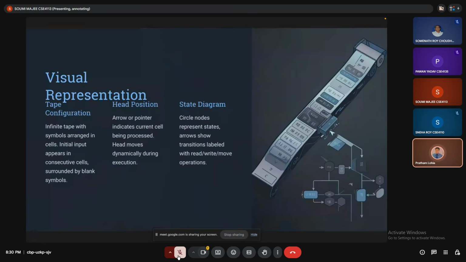This is the visual representation of a Turing machine. The first is the tape configuration: an infinite tape with symbols arranged in cells, and the initial input appears in consecutive cells surrounded by blank symbols. Then the head position: an arrow or pointer indicates the current cell being processed. The head moves dynamically during execution. Then there is the state diagram, where circle nodes represent states. Arrows show transitions labeled with read, write, or move operations.